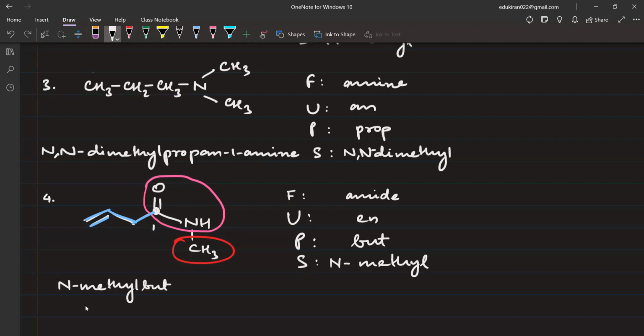Butene. Now we will number it 1, because numbering starts from the functional group, then 2, 3, and 4. So but, and this is going to get 3, and this is going to get 1. So N-methylbut-3-en-1-amide. All of you got this? Yes or no? Please tell me. Hafsa, Madiha, Mariam, Rabia, and Saad. Yes, sir. Okay. Please write this down.